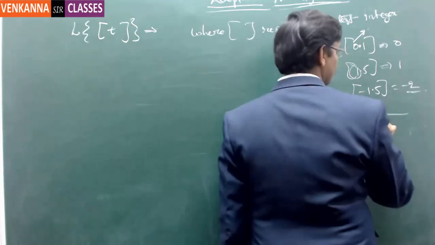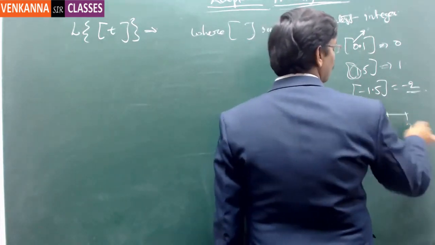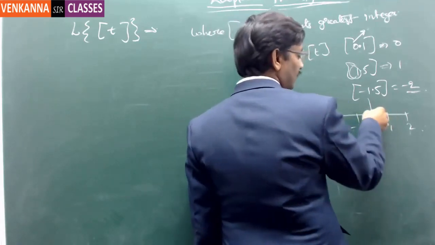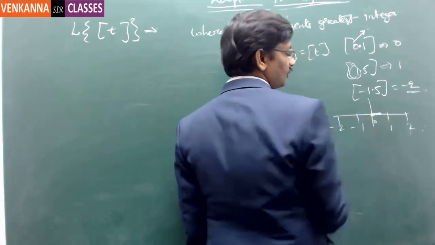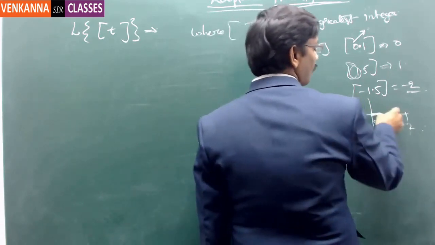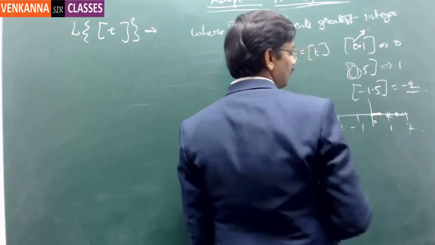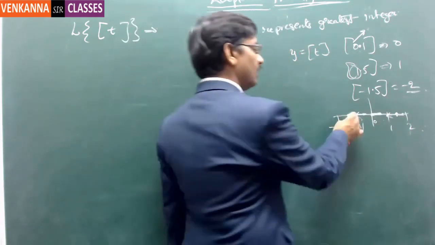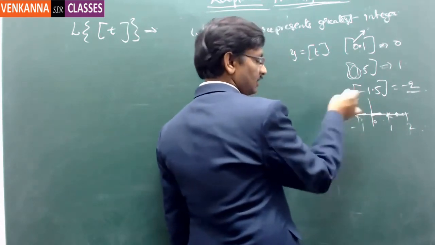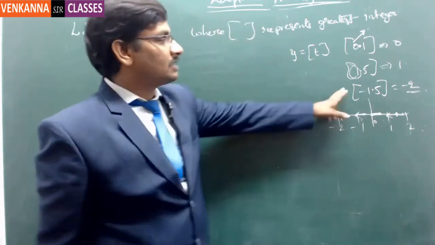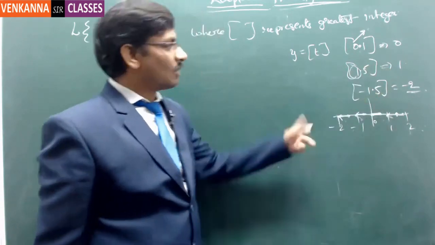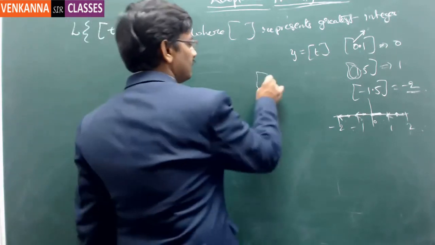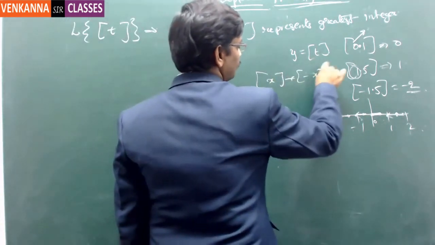Suppose this is 0 and this is 1. This is 2, this is minus 1, and this is minus 2. Now, if you consider a point here, the greatest possible integer is below that. So that is 0. For here, it is 1. Here, it is 1. If you take it here, let us say minus 1.5, the greatest integer is on the left side only. So that's why step of minus 1.5 is minus 2. Step of 1.5 is plus 1. That is the difference. You notice always step x plus step of minus x will be how much?